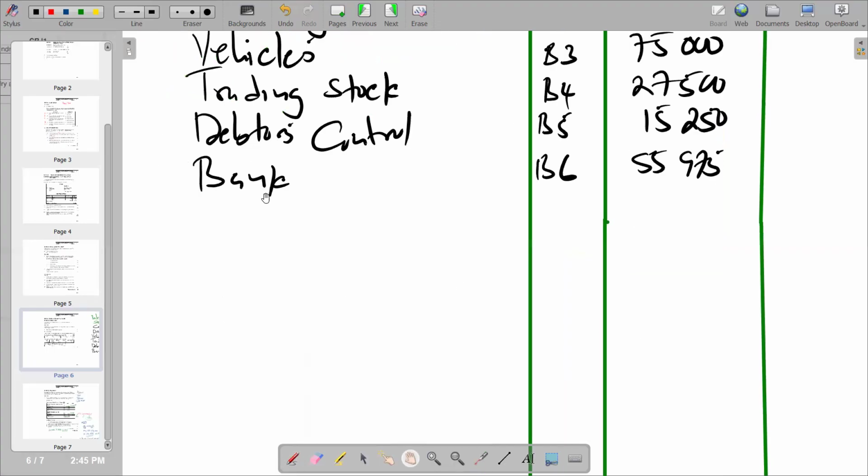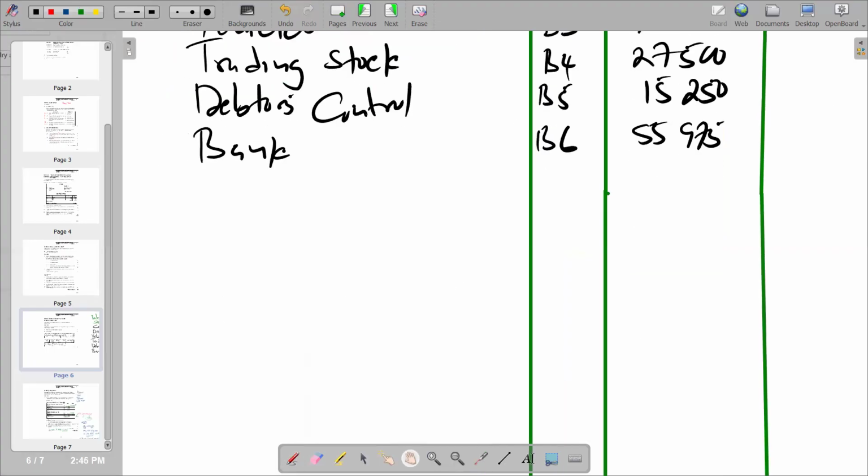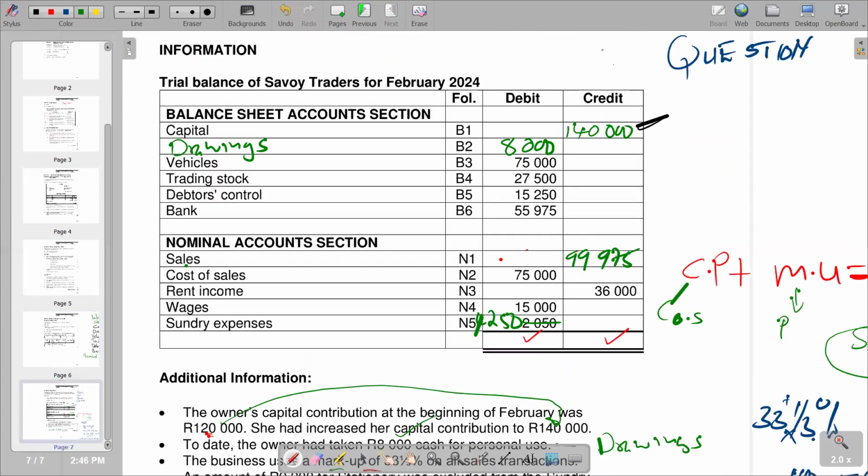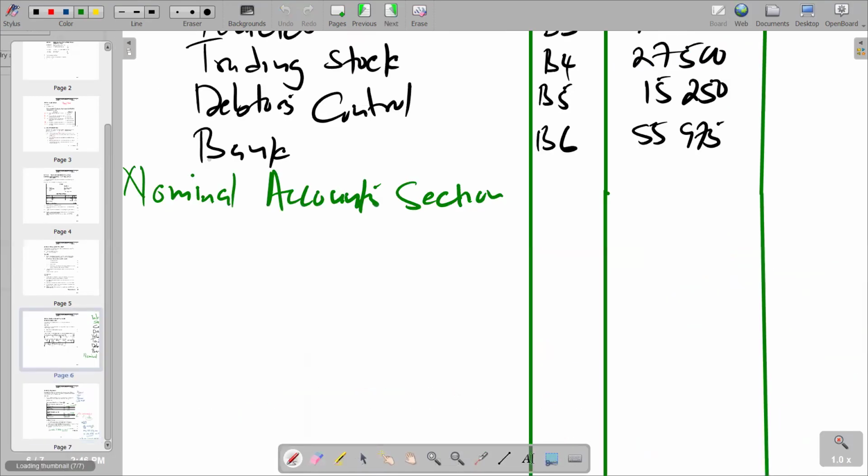So we go to the next section that we are having, which is going to be our nominal account section. So on the nominal account section, the first one that we have is sales, and it's 99,975 on the credit side. So we say sales, and we are having on the credit side 99,975.